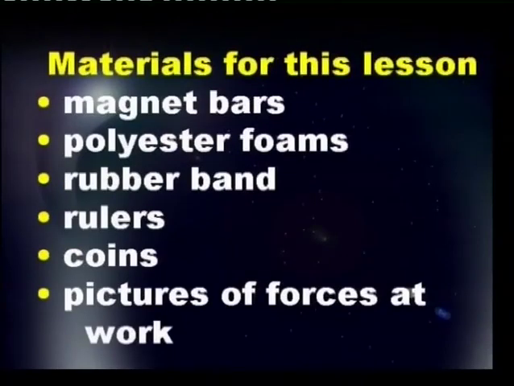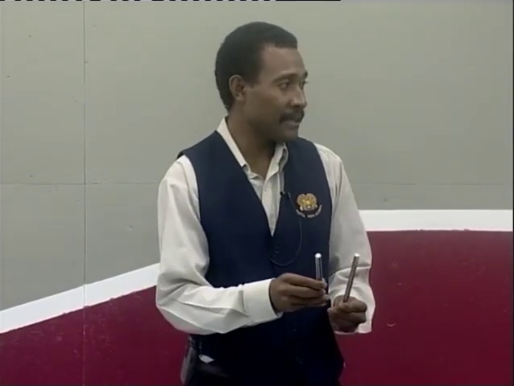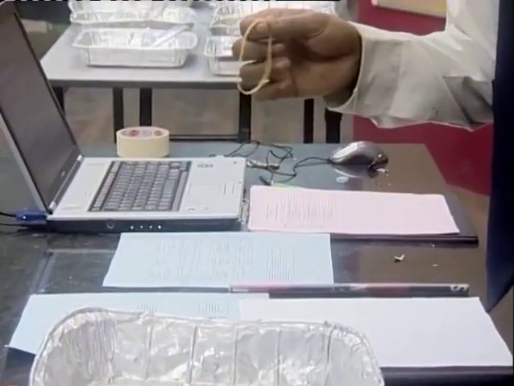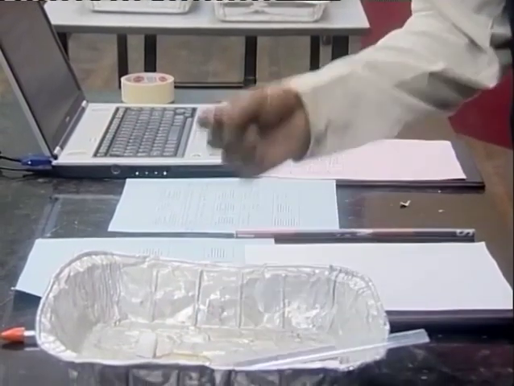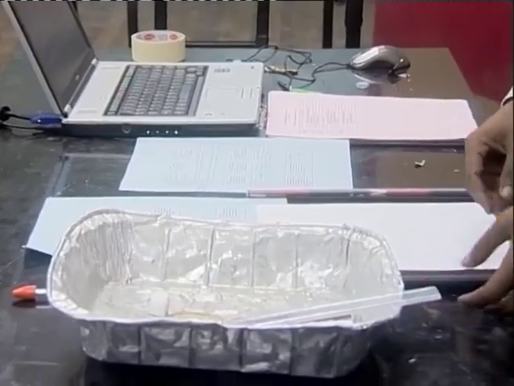The materials that we will need for this lesson: you will work in groups. You will need a ruler, a polystyrene foam, a big one and a small one, magnet bars, a rubber band, and a ten-cent coin. So these are the things that you will need for today's lesson.